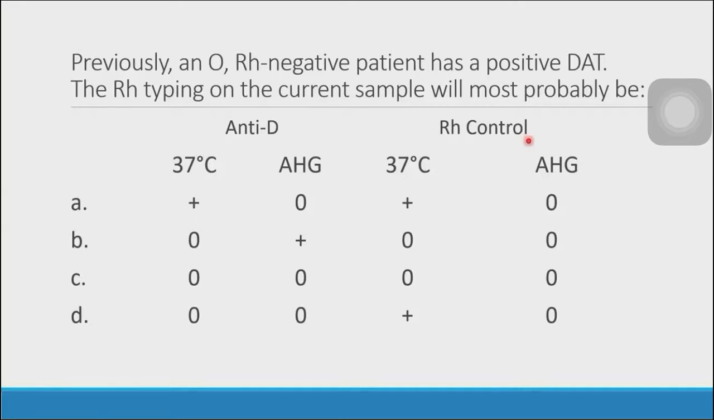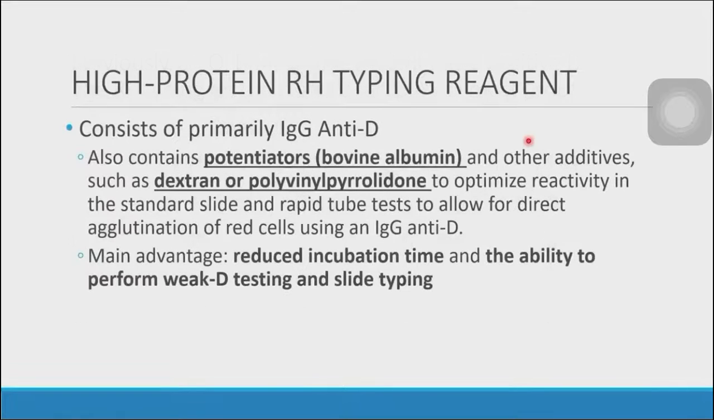So what are these high protein RH typing reagents? Before answering this question, this high protein RH typing reagent consists, of course, primarily of IgG anti-D. So why are they high protein? Because it contains potentiators, bovine albumin, and other additives such as dextran or polyvinyl pyrrolidone, to optimize reactivity in the standard slide and rapid tube test to allow for the direct agglutination of red cells using an IgG anti-D.